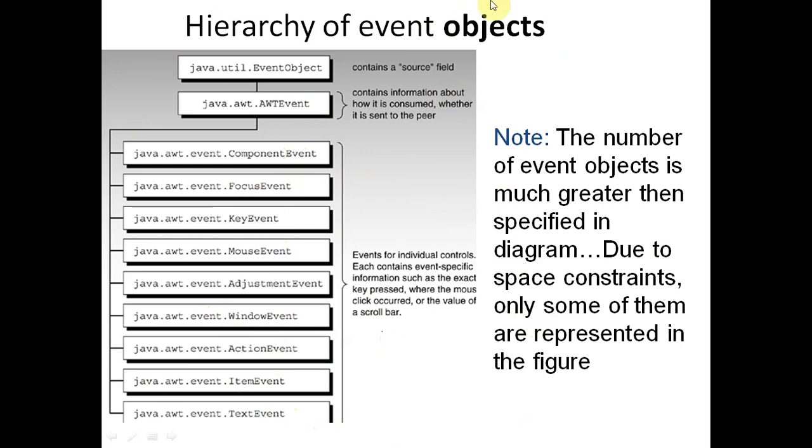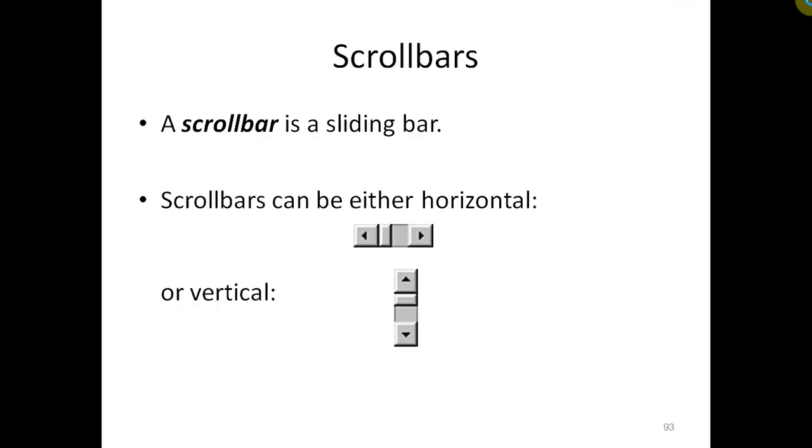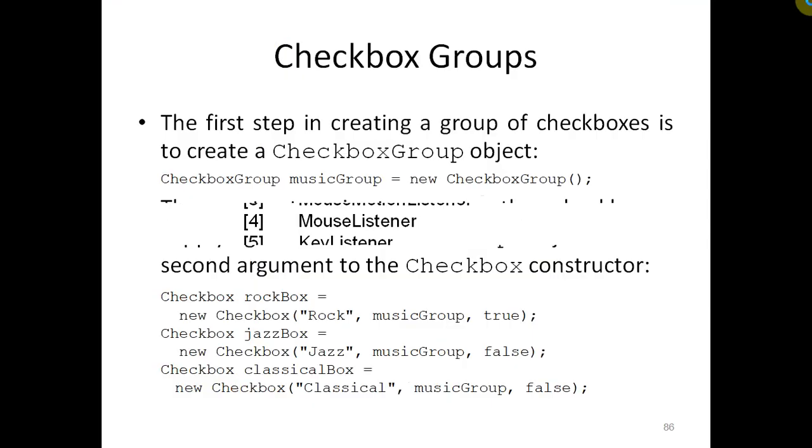These are called AWT events, and we have used all these events, and we have different listeners. Again I am showing this list of listeners: change listener, container listener, document listener, focus listener, internal frame listener, item listener, key listener, property change listener, table model listener. The commonly used listeners we have discussed in this class and the previous class, however we have lots of listeners which can be used for different purposes.